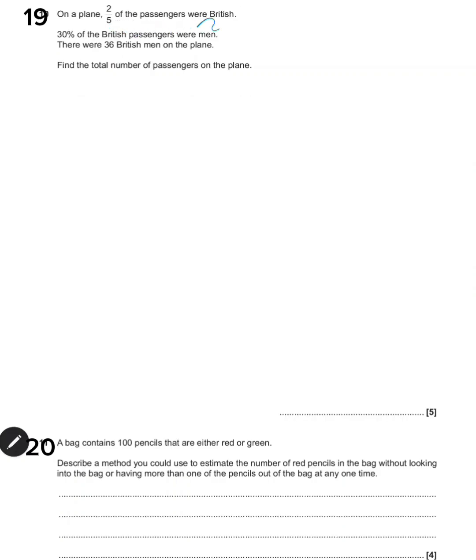We've got some information about people on a plane, and it says 2/5 were British, and then it says 30% of the British were men. So I'm just going to write that down, 30% of the British, but wait a minute, 2/5 are British. So I'm going to say 30% of 2/5, they are the British men. If 2/5 are British and 30% of the British are men, 30% of 2/5 are British men.